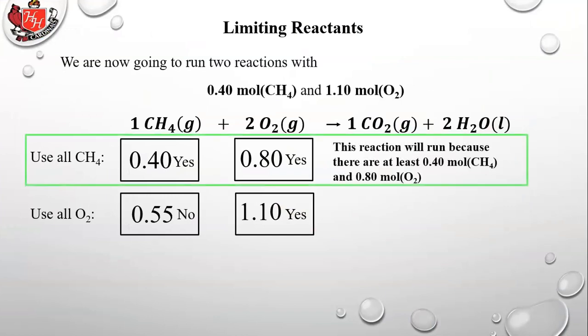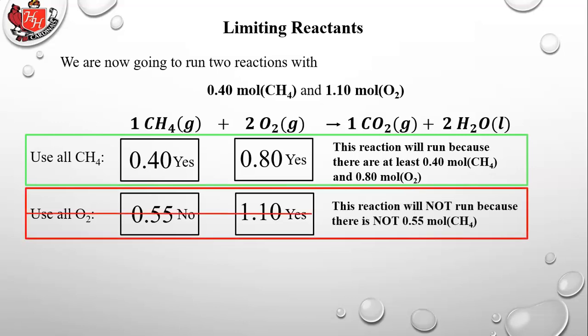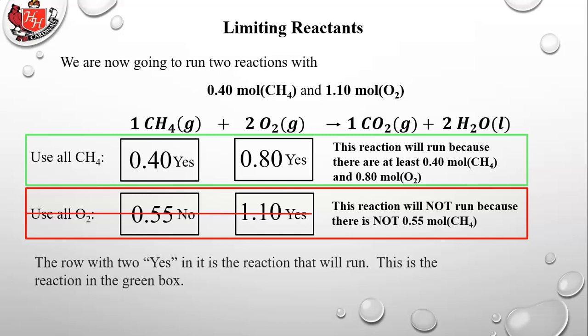So this reaction will run because there are at least 0.4 moles of CH4 and at least 0.8 moles of O2. This reaction will not run because there is not 0.55 moles of CH4 to burn all of the O2. So we're going to run out of CH4 before we burn all of the O2. The row with the 2 yeses in it, the top one, is the reaction that will run. This is the reaction in the green box.